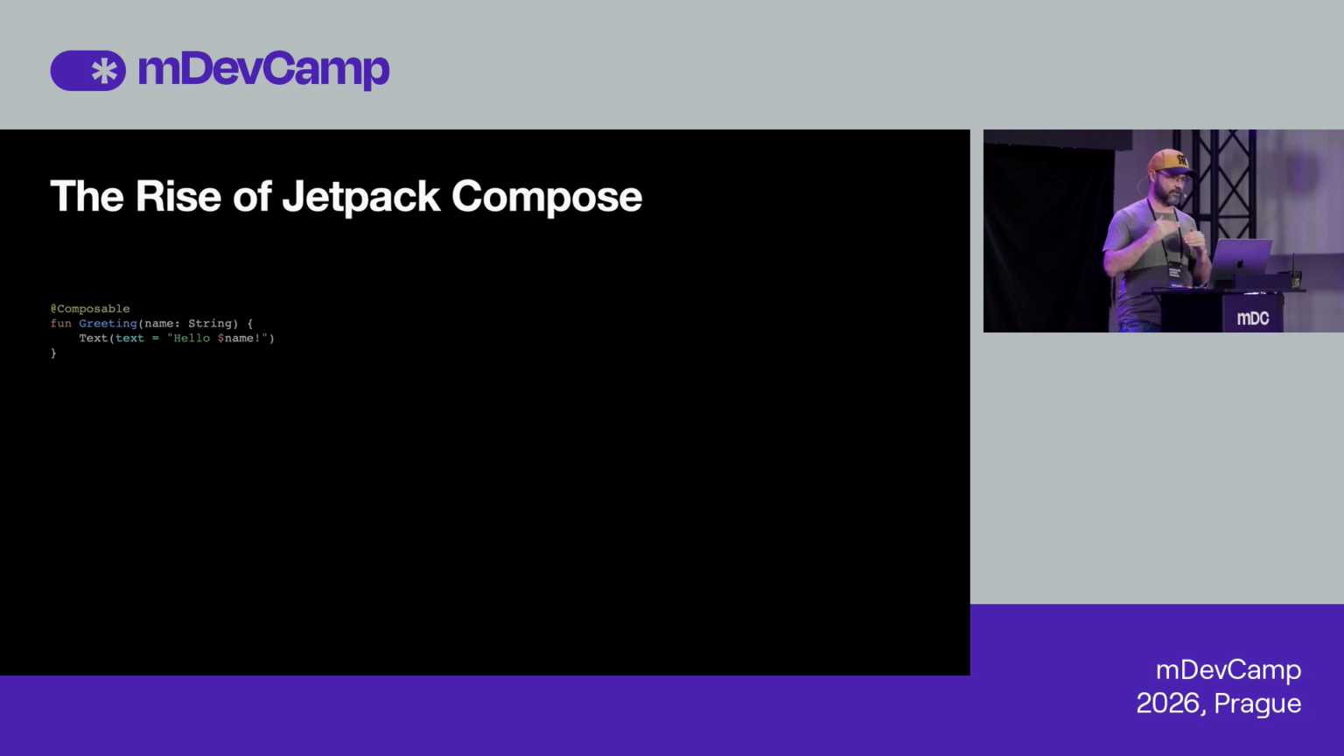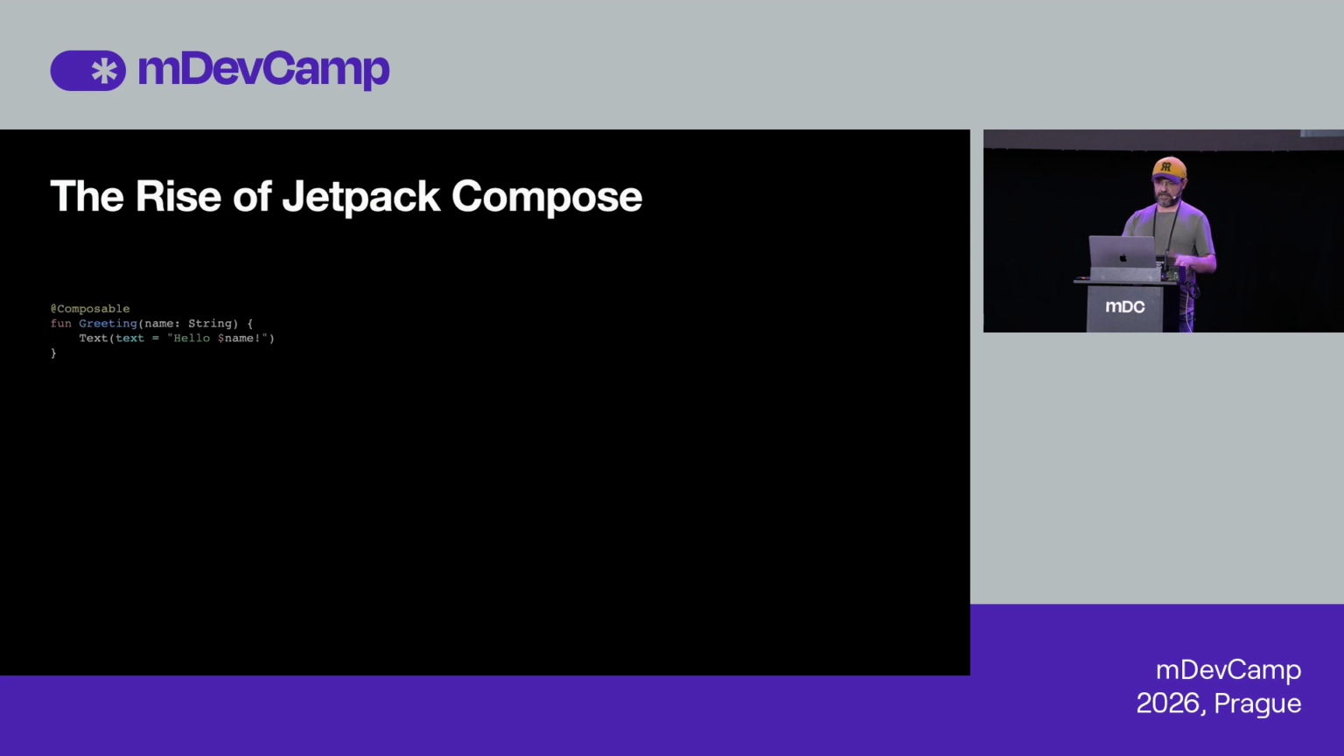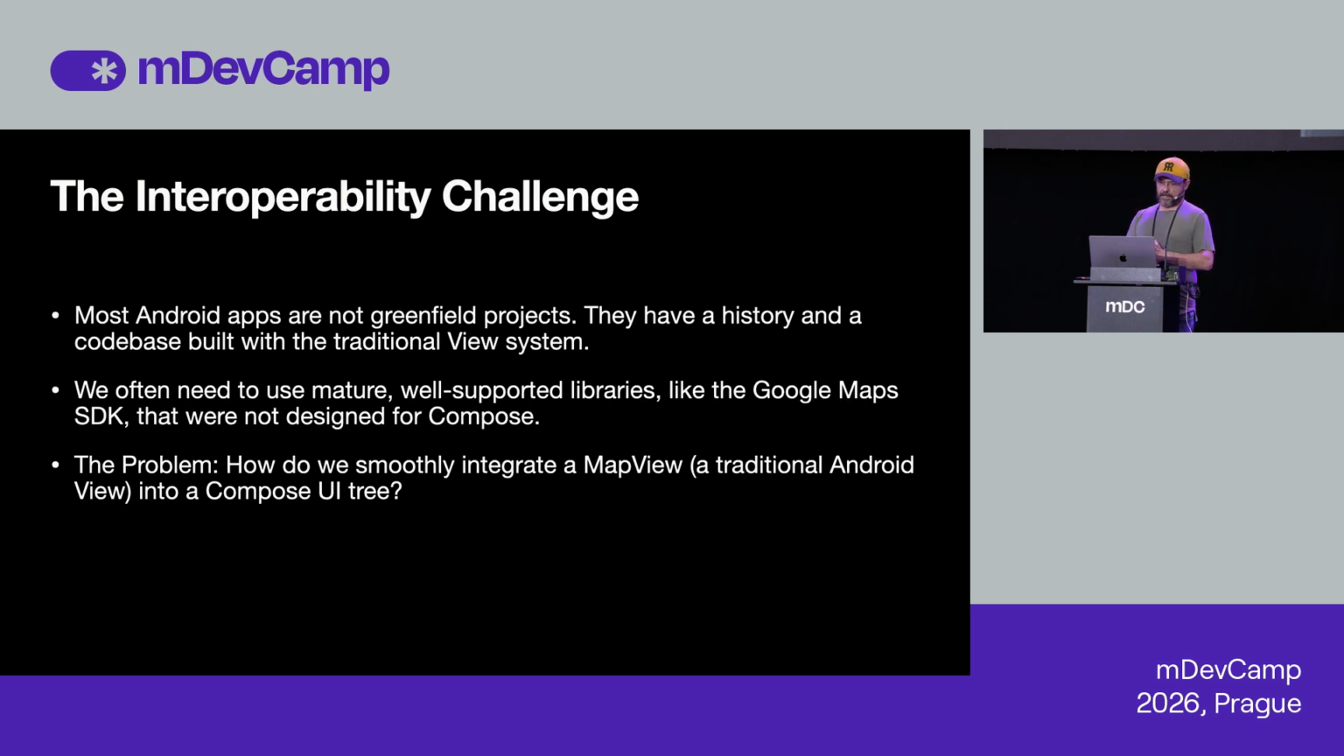And this is our hello world in Compose. We just have a composable annotated function that contains some Compose primitives, in this case, a text. And this is what you get when you create a new Android application in Android Studio. Of course, this works for a very simple theme, but as we know, code bases tend to get more complex over time. And there is also an interoperability challenge.